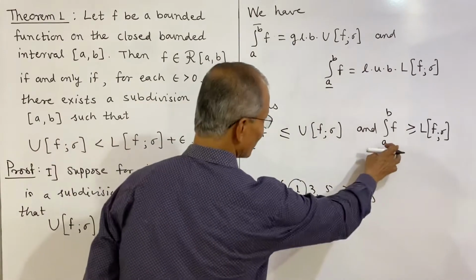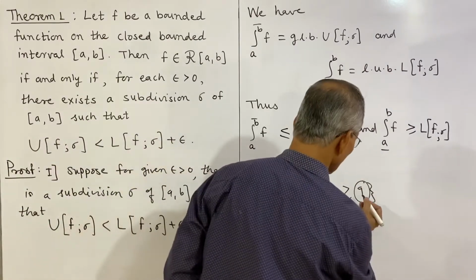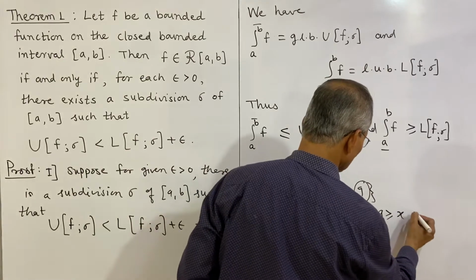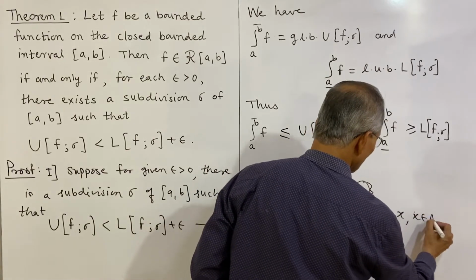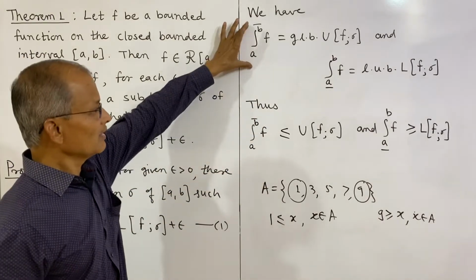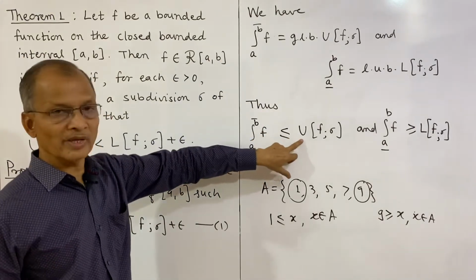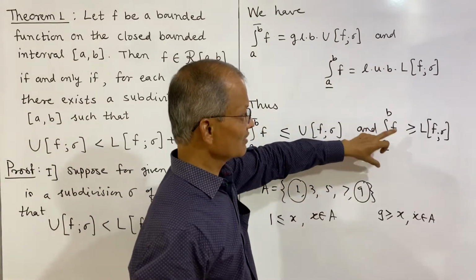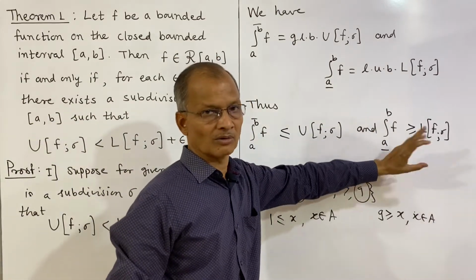And what we are writing here is this last maximum value, 9 is greater than or equal to any value x belongs to A. So this is the meaning of these inequalities. The upper integral is less than or equal to any upper sum, and the lower integral is greater than or equal to any lower sum.